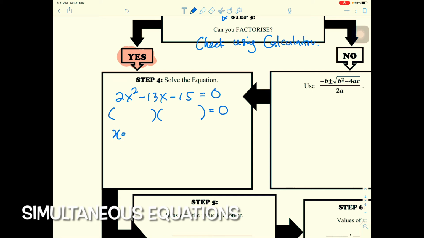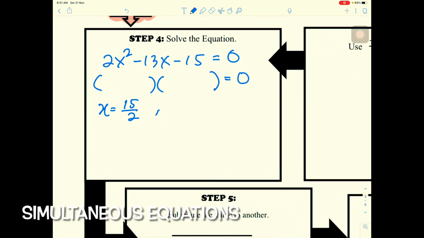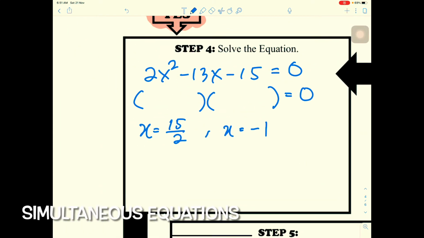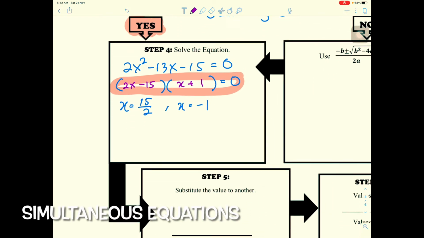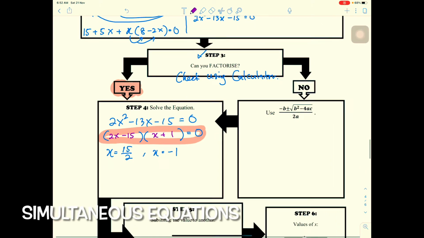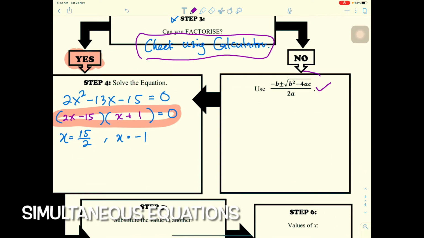So by using the calculator function, you get x equals 15 over 2 and x equals negative 1, but don't forget to fill in the brackets. So it equals 2x minus 15 and x plus 1. If you check using the calculator and you get a decimal, that means you have to use the formula.